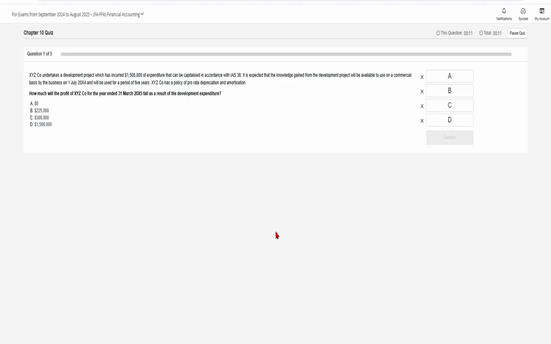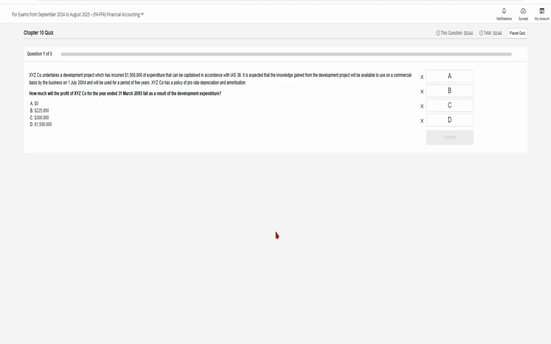project which has incurred $1.5 million of expenditure that can be capitalized in accordance with IAS 38. It is expected that the knowledge gained from the development project will be available to use on a commercial basis by the business on 1st July 20x4 and will be used for a period of 5 years. XYZ company has a policy of pro-rata depreciation and amortization.